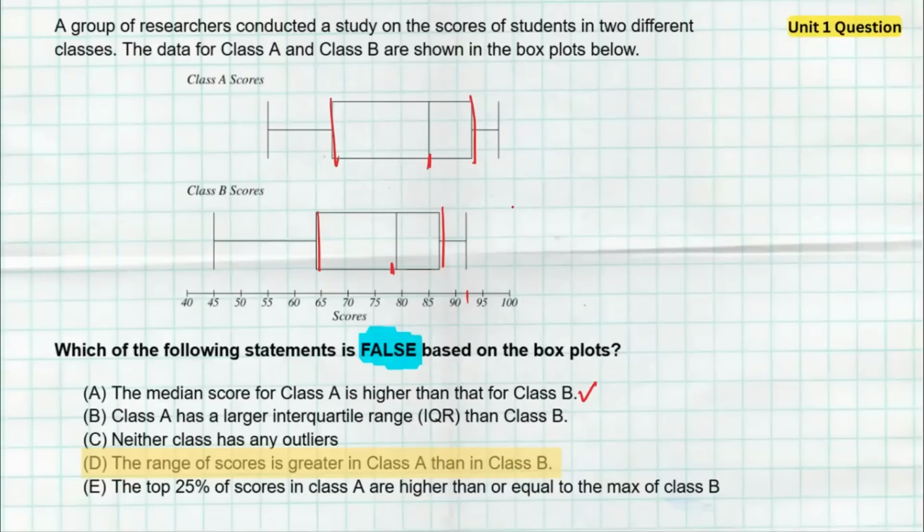And E is also true because the top 25% for A, which is right here above Q3, is bigger than the max for B. Here's the max for B right here, and that top 25% is all greater. So again, D is the obvious choice, but be careful. A lot of kids misread the question. They think they're looking for a true answer, and they just jump and answer A, but they didn't read. They're looking for a false.